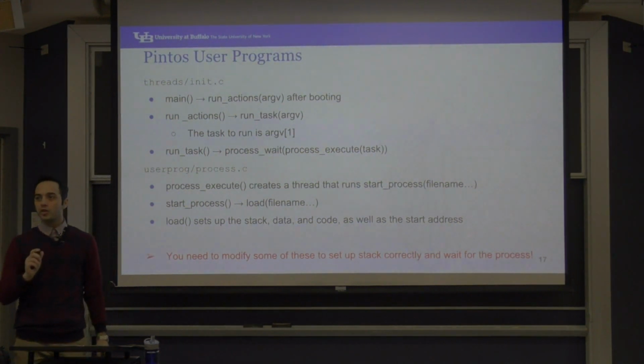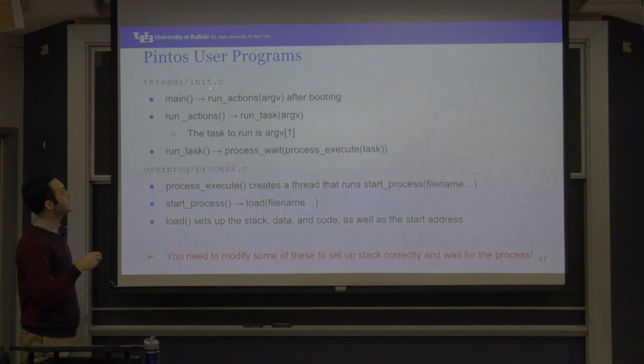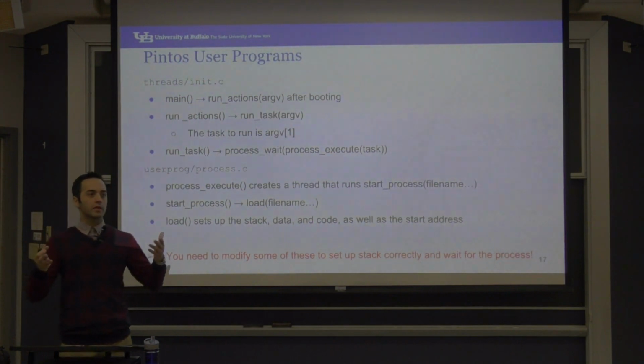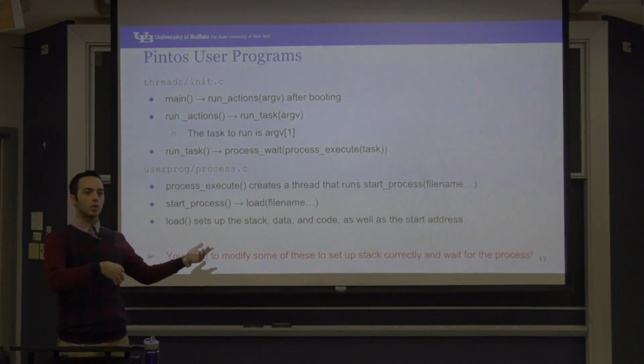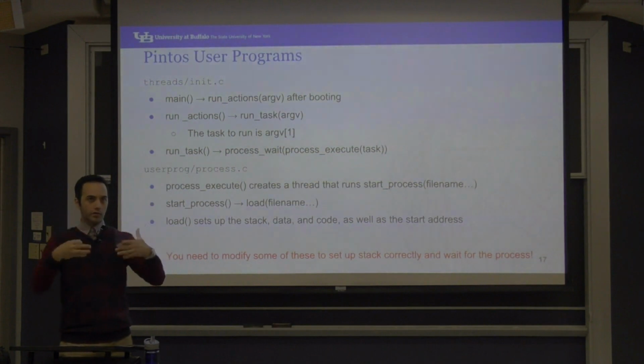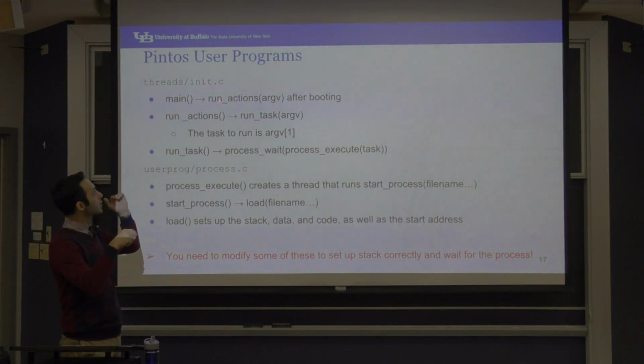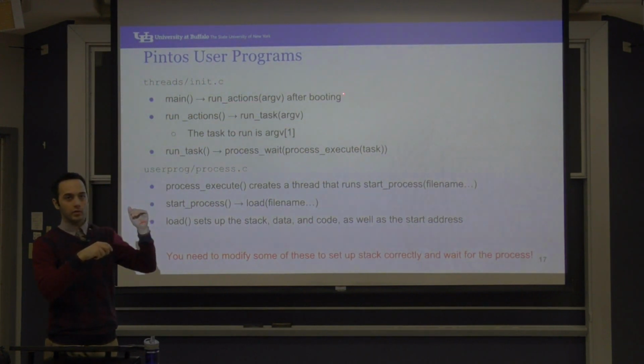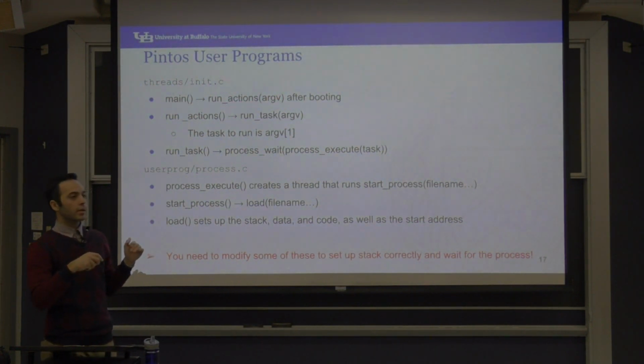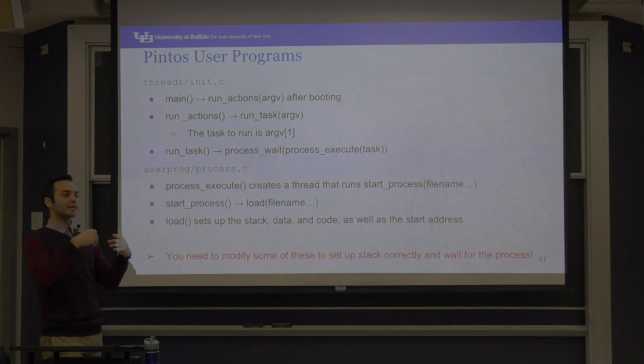If you take a look at the entry point to your program in threads init.c, you have main, right? Obviously before that, some of the things in the loader and everything have happened, but from the C program side, you can take a look at the main. And then you follow it, and then it actually calls the run actions with the argv values. These arguments are the command line arguments that you have passed onto Pintos.